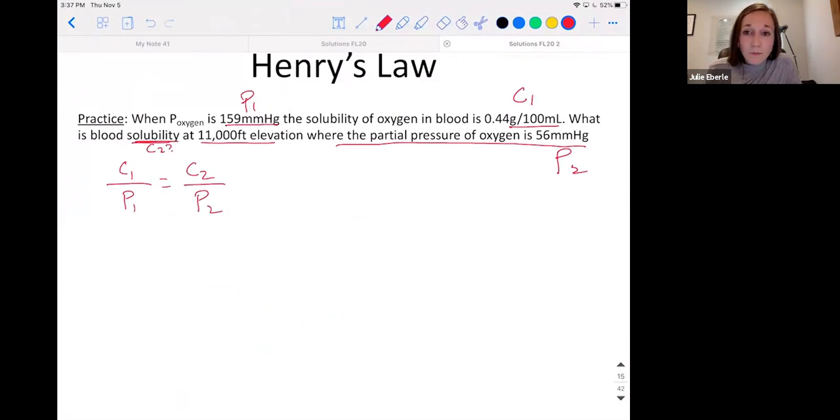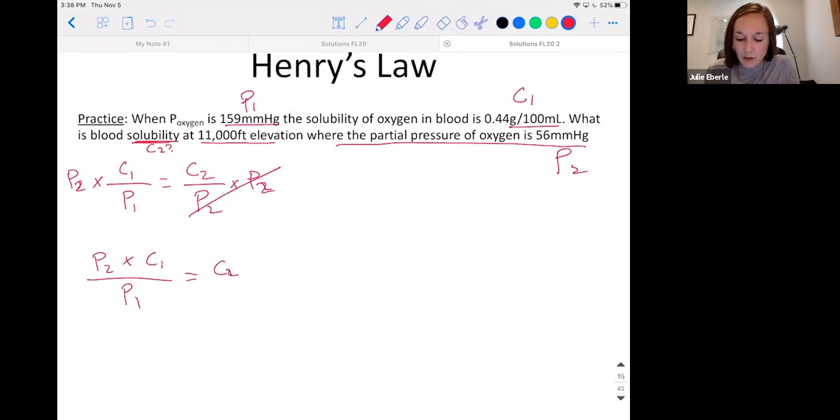So here's our equation. And just like Boyle's or Charles's or Gay-Lussac's law, you have to first rearrange your equation to solve for the piece you're missing. So I'm going to get C2 by itself. I'm going to cross multiply both sides by P2. Then P2 cancels on this side, and our new equation is P2 times C1 over P1. So the final pressure times the original concentration divided by the initial pressure is going to give us the new concentration, the final concentration.